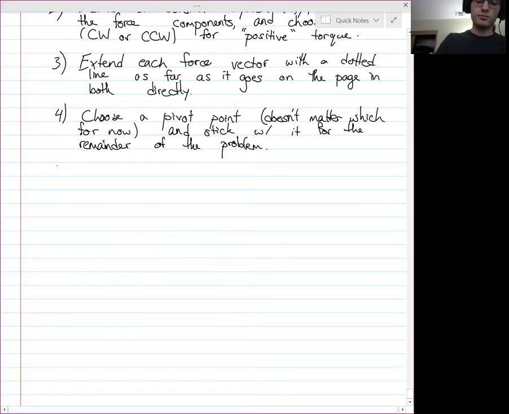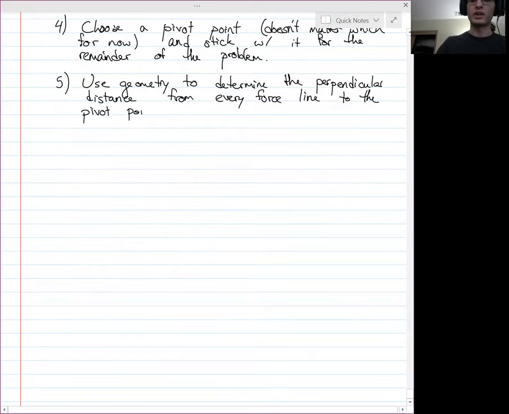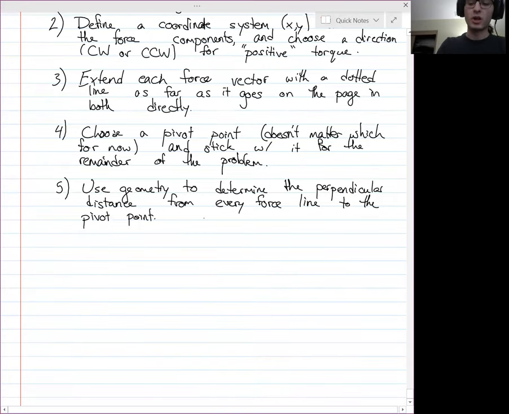Step five. Use geometry to determine the perpendicular distance from every force line, those are those extended force lines that we did in step three, to the pivot point. These distances that we determine are the moment arms. They are called the moment arms of the forces. So each force has its corresponding moment arm.